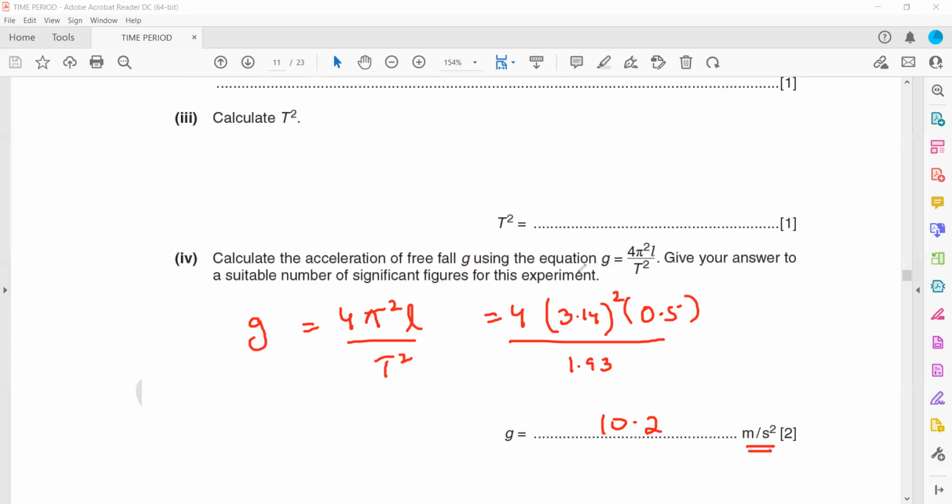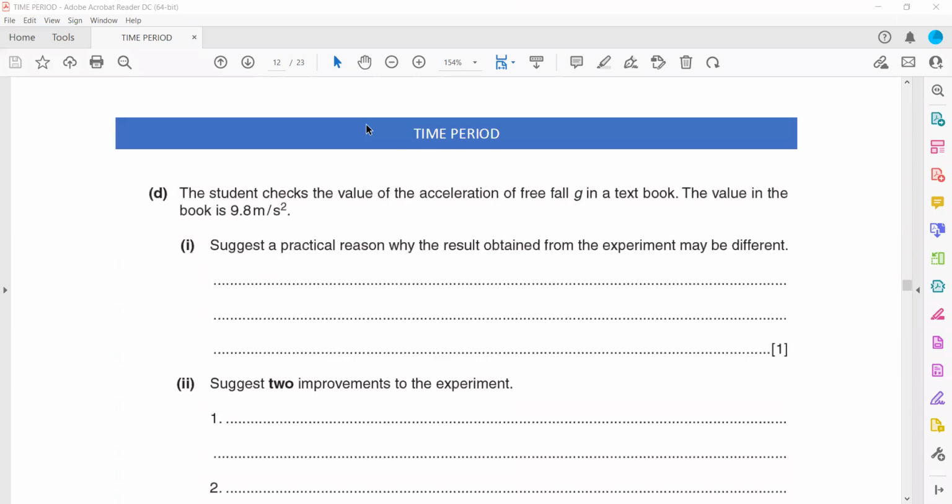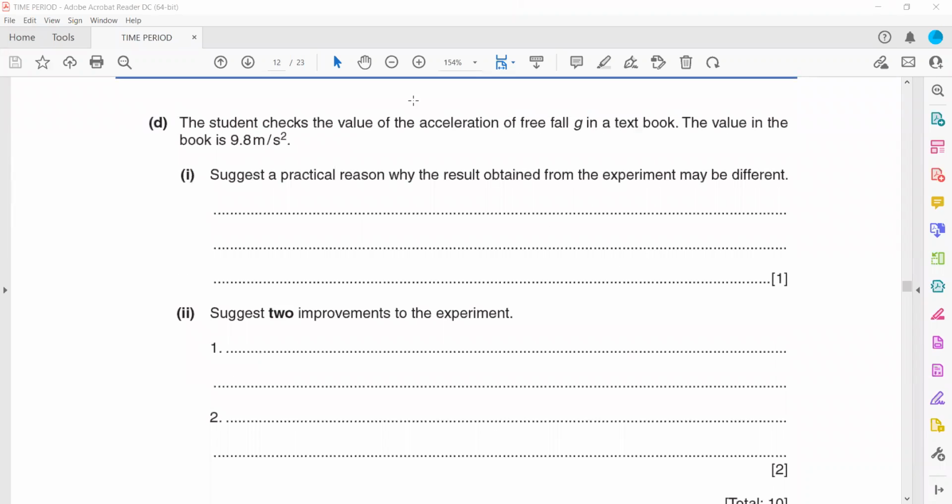So in paper 6, you don't have to memorize any formula. The formulas will be there. The important thing is value substitution. So you have to learn the value substitutions. Then in part D, the student checked the value of acceleration of free fall. In the textbook, it is 9.8, and the student's answer is 10.2. Suggest a practical reason why the results obtained from the experiment may be different. Like why is the student getting a different answer, when the actual answer should be 9.8?